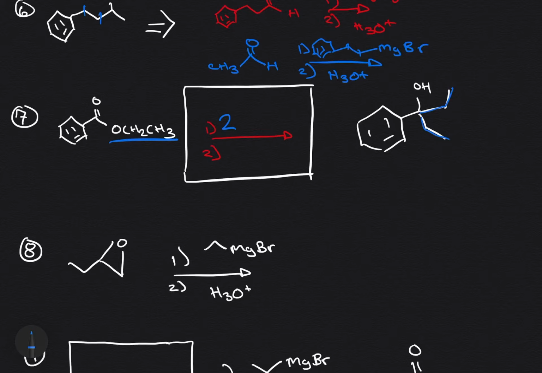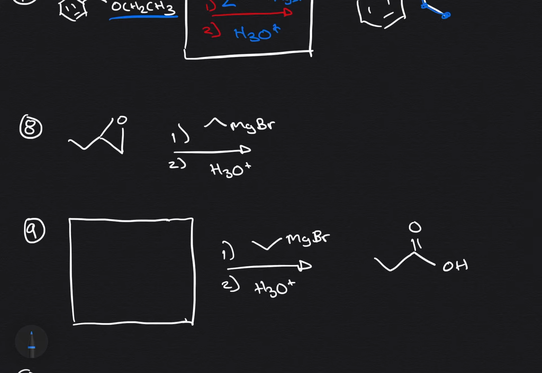And let's see, what are we adding? That's just 2 carbons here, 2 carbons there. So 2 carbons, MgBr. There's our Grignard. Obviously, we're going to need dilute acid to give us that hydrogen up there.